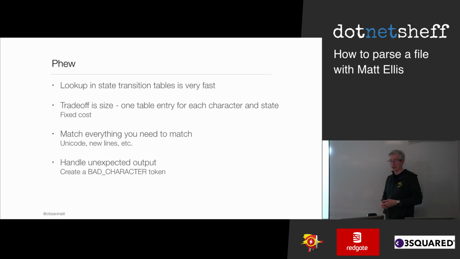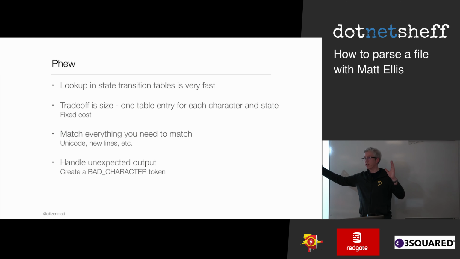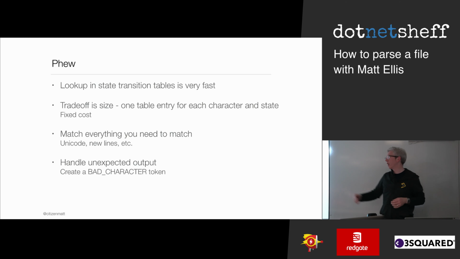Relax, we're done with the state transition tables now. So the whole point of this is that the state transition tables are really fast. It's just looking up, it's just array lookups. It's very easy, very straightforward. But the trade-off is size. So now you need to have a table entry for every character you're going to match, all the way across in columns, so that if you're in Unicode, that could be really quite a lot, and then for every possible state that you've got.